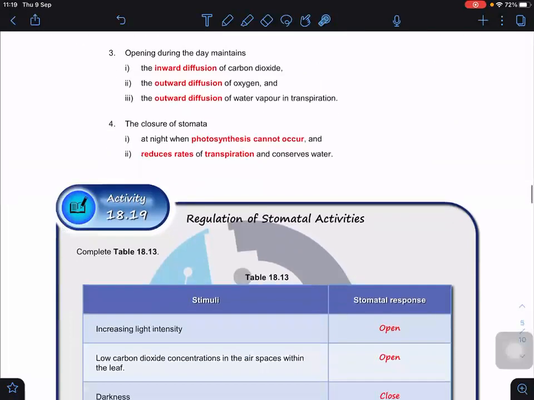So we need to know that opening during the daytime maintains the inward diffusion of carbon dioxide and the outward diffusion of oxygen. This is related to photosynthesis, and also the diffusion of water vapor in transpiration. The closure of stomata at night is because photosynthesis cannot occur, and also we want to reduce the rate of transpiration and conserve water when the stomata close.